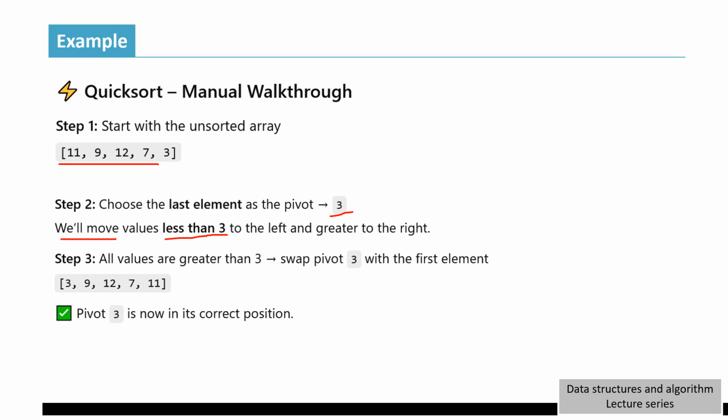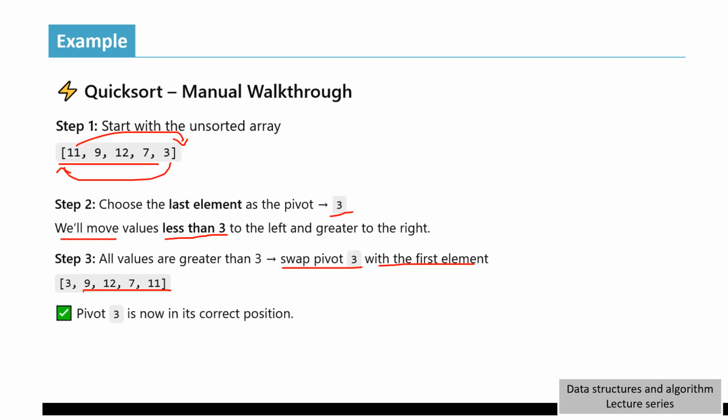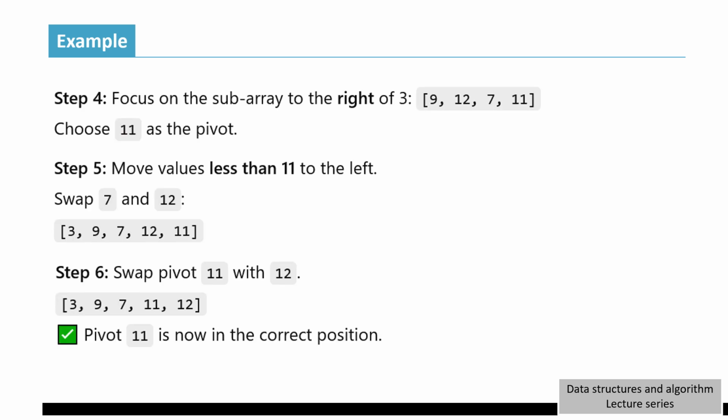So swap pivot 3 with the first element. All the values are stored on this side. So this 3 will go here, 11 will go here, right? Now pivot 3 is in the correct position. Now focus on the remaining part of the unsorted array, because 3 is already sorted. So the remaining part is 9, 12, 7, 11.